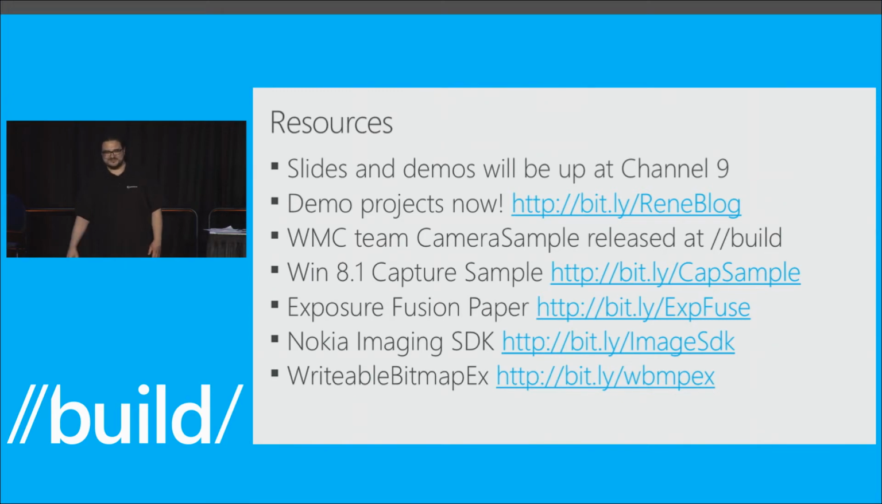And a link to my WriteableBitmapEx library. I actually used it in the last demo, where I had the writable bitmap and easily saved it to a JPEG stream. I have some helper methods in that library which can help in certain scenarios when you deal with writable bitmaps. Check it out if you have such scenarios.